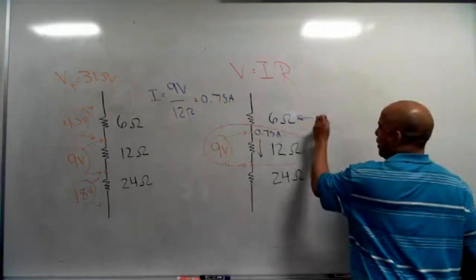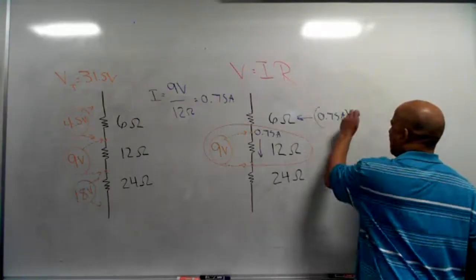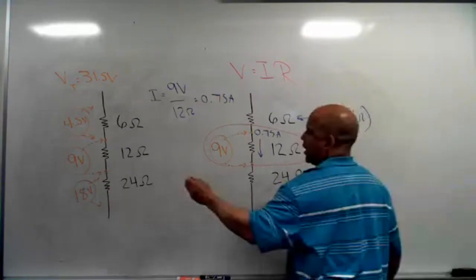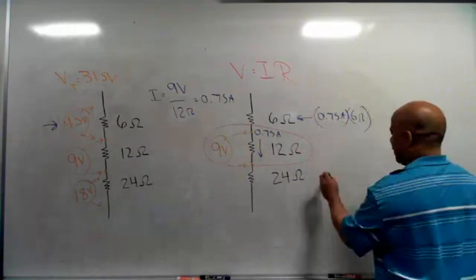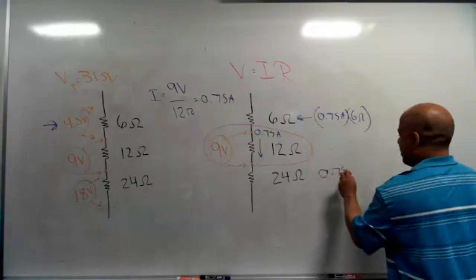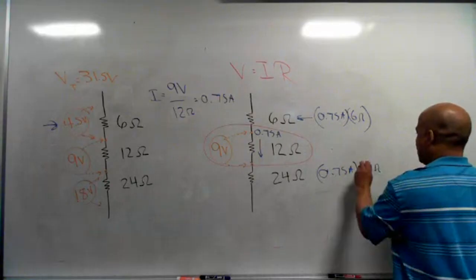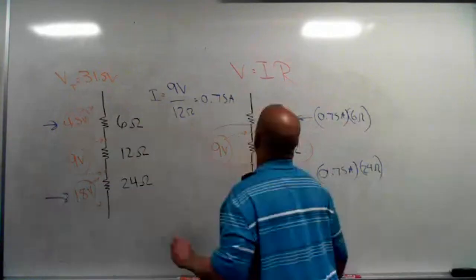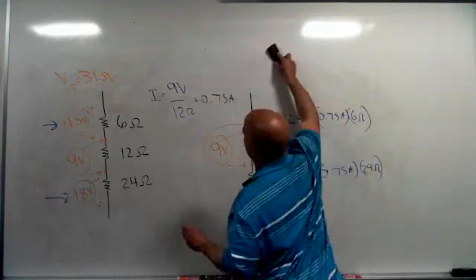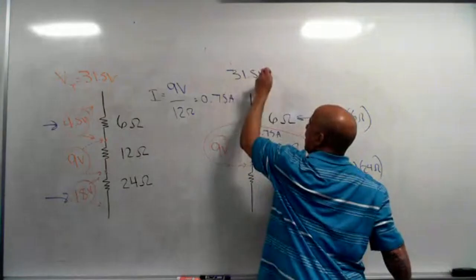So if I take 0.75 amps times 6 ohms, we should get the 4.5 volts. And if I take the 0.75 amps times the 24 ohms, I should get the 18 volts. I'm not going to add them up again like I did before, but I should find, by Kirchhoff's voltage law, the total voltage is 31.5 volts.